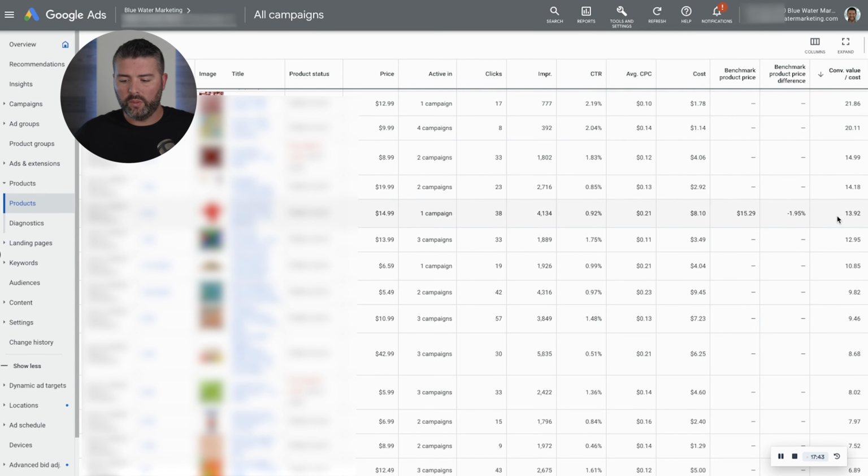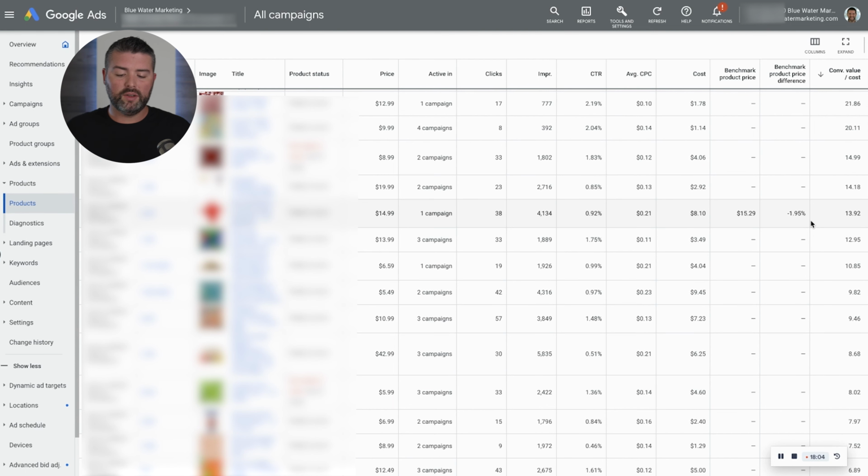And from there, we start sorting through things. And again, like I said, we only have 22 days of data, so you'll see that this one right here already has a 14x ROAS with a price differential of 2%. So we're 2% lower than our competitors, and we are at a 14x ROAS. This is not for many days.